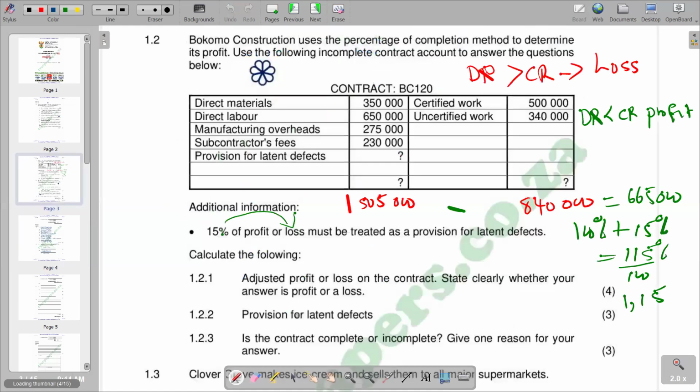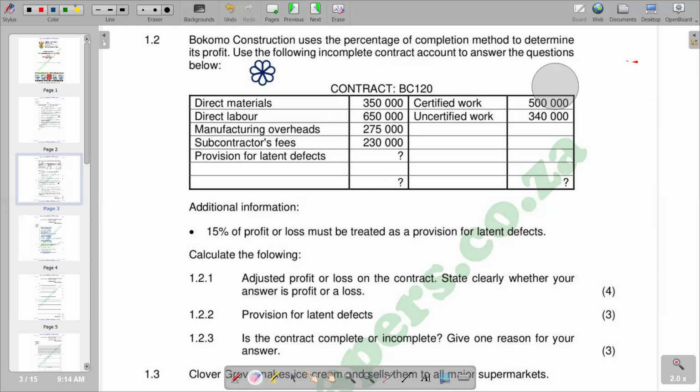Going on to the next part, which is now 1.2.3, is the contract complete or incomplete? So we are going to see that according to the information given, it is incomplete, and why are we saying it's incomplete? Because of the terminology of uncertified work. So our question is saying, is the contract complete or incomplete? And we are saying give one reason, and what is being said is uncertified work. So when it's uncertified work, we know that it's incomplete.